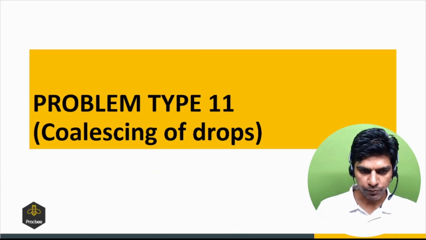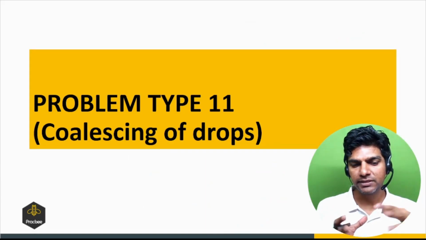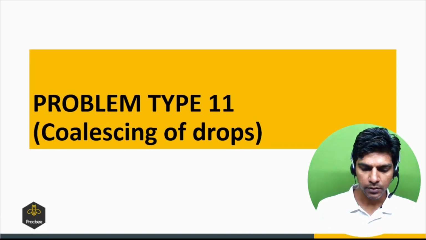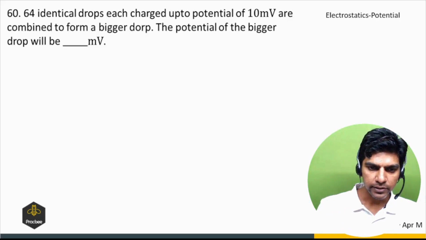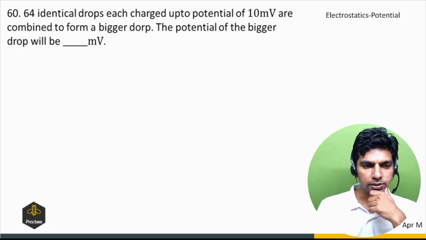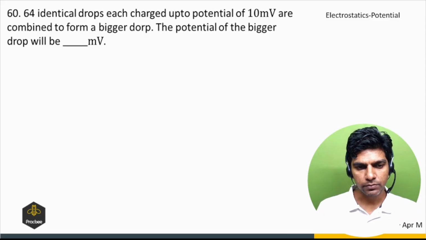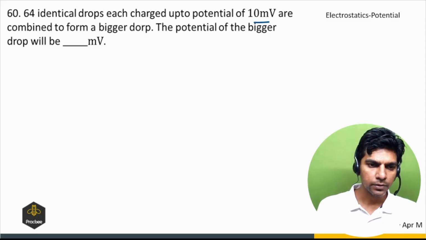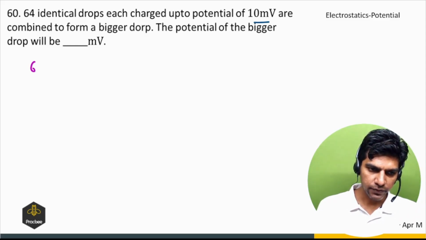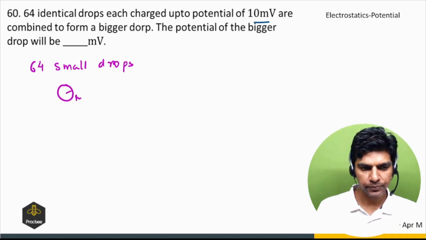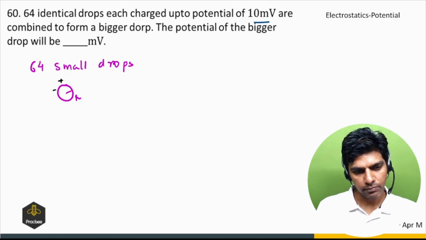Next type of problem is when we coalesce two drops or more than two drops into a giant drop. Let us see a question based on that. 64 identical drops, each charged up to the potential 10 millivolt, are combined to form a big drop. So we are given 64 small drops. Let us say the radius of this small drop is small r and the charge is small q.